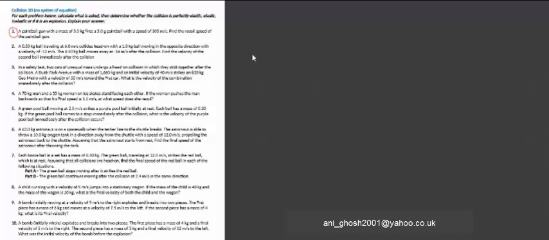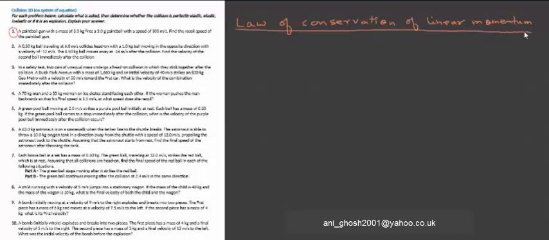Yes, of course. Number 1. So it's an application of something called the law of conservation of linear momentum. Do you know what this law is about? No. Okay. Look, it comes from Newton's laws of motion.